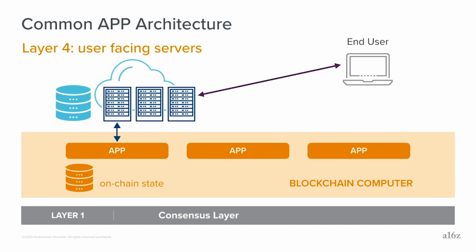I just wanted to mention the last thing, which is effectively the layer 4 application, the user-facing services. Again, we have our consensus layer here, our blockchain computer, and then we have our apps running. This is running on the blockchain, but it's important to remember that what the users talk to are not the blockchain. What the users talk to are application servers that run in the cloud.